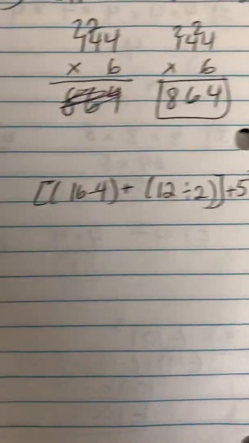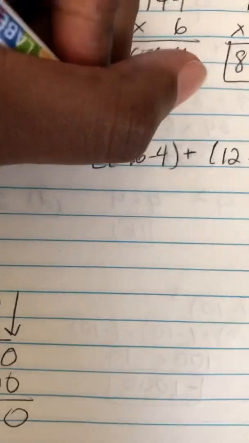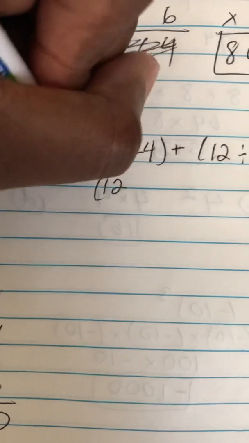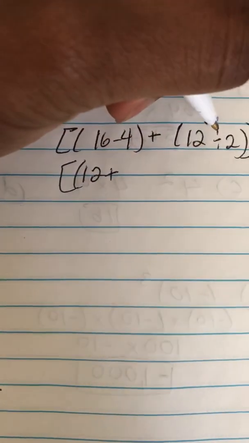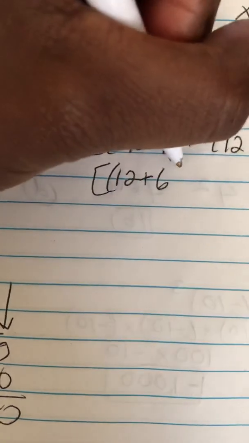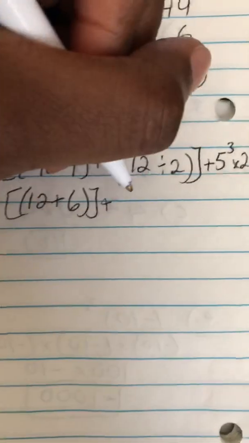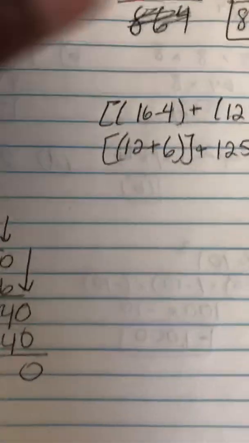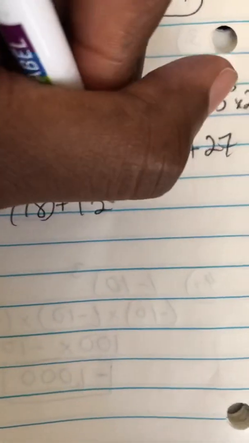Sorry about that. Okay, so let's do this first. In parentheses, we have 16 minus 4, that's going to be 12. Plus 12 divided by 2 is going to be 6. Plus 5 to the third, we know that 5 to the third is 125, times 2 plus 3 to the third, 3, 9, 27. Now we have 18 plus 125 times 2 plus 27.